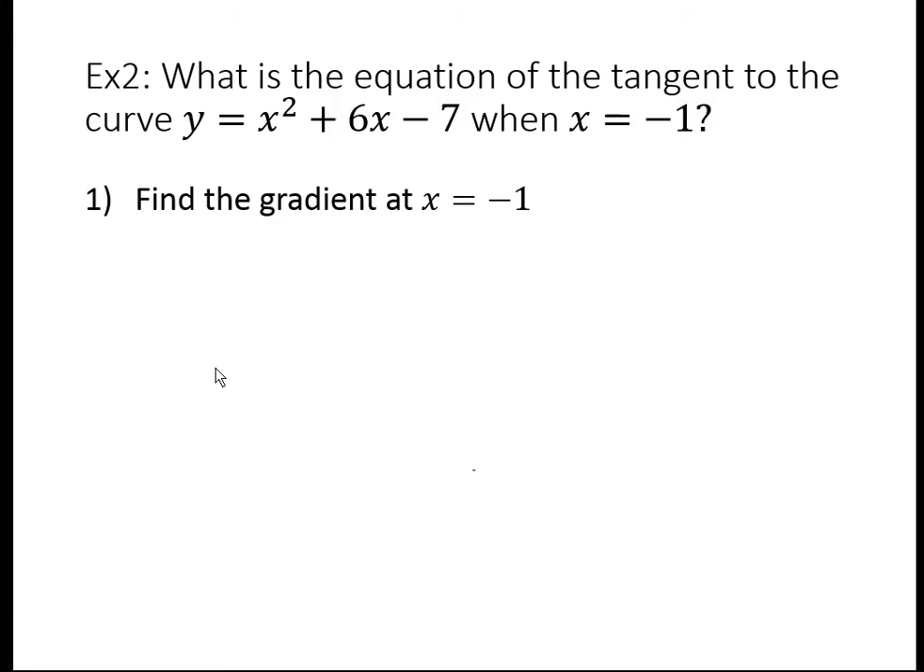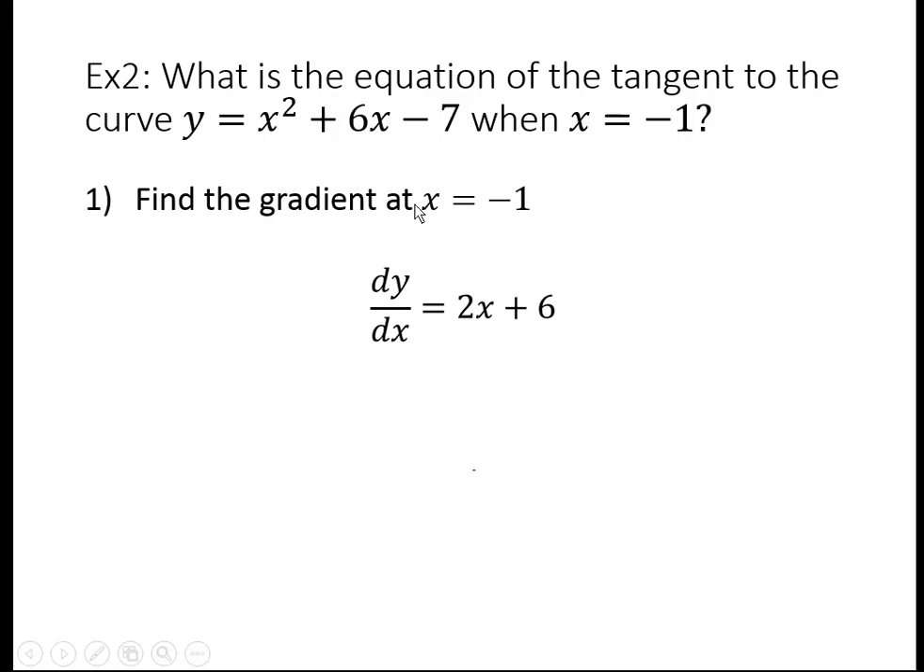So if I want the equation of a tangent, that's the equation of a line, meaning I need y equals mx plus c. So I'm going to start by finding the gradient, particularly the gradient at x is equal to negative 1. Well, the first thing I need to get the gradient is my derivative. So remember, to take the derivative, we bring the 2 down, so I get 2x, and we decrease the powers by 1, so I'm just left with 6 constants.